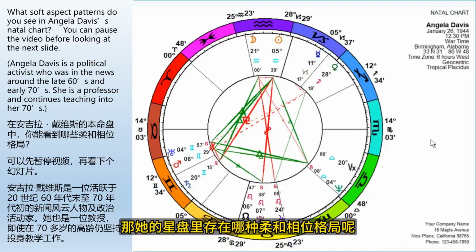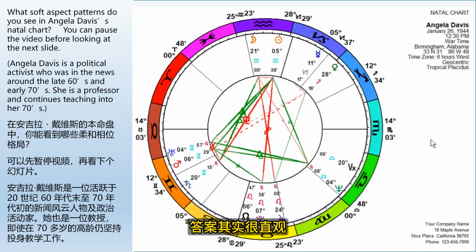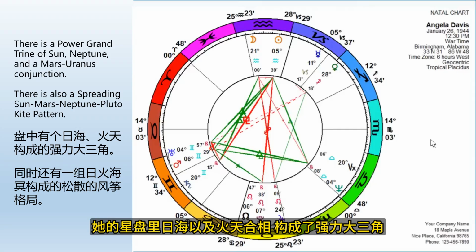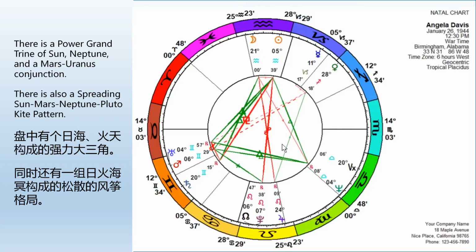What soft aspect pattern does she have? I think this is pretty straightforward. You can stop the video before I continue, but I will continue. 1, 2, 3, go. It's a power grand trine. Well, that's pretty simple. She has a power grand trine of Sun, Neptune, and a Mars-Uranus conjunction.